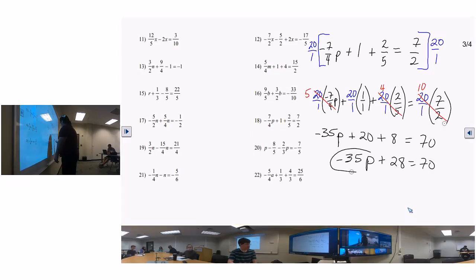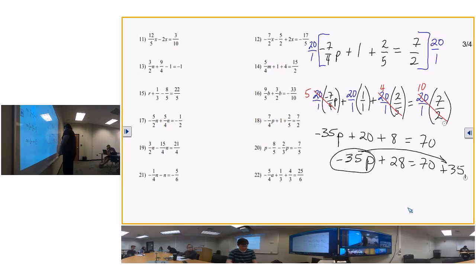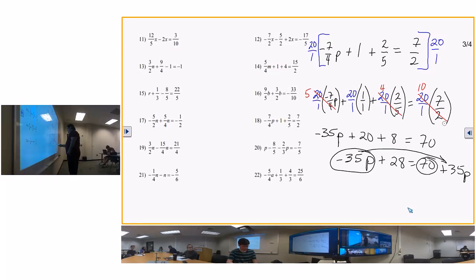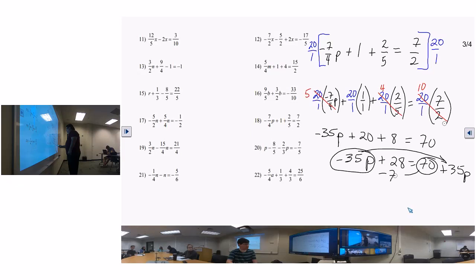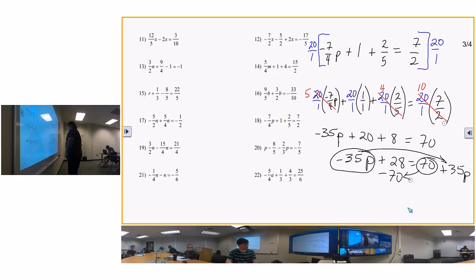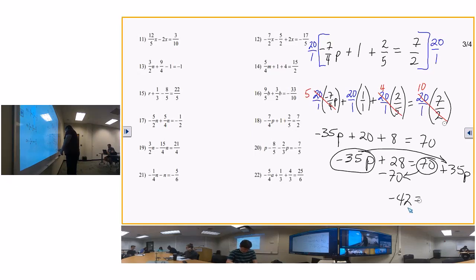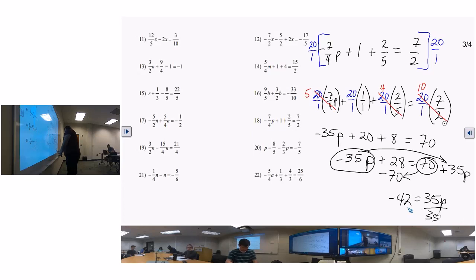Take the 35 across the river. And while you're at it, take the 70 across the river. And 28 minus 70 is negative what? 42. Thank you. Negative 42 is equal to 35p. Divide by 35, and you're done.